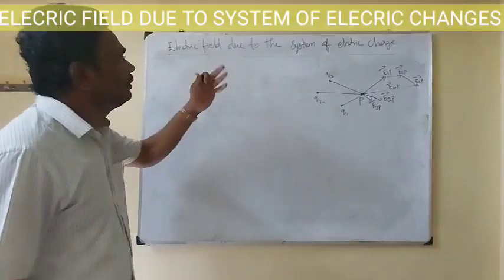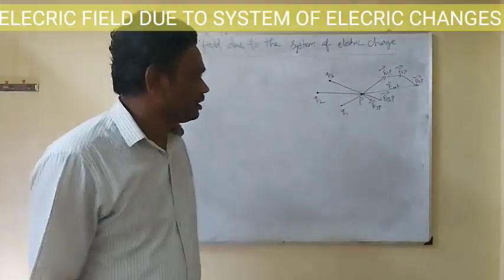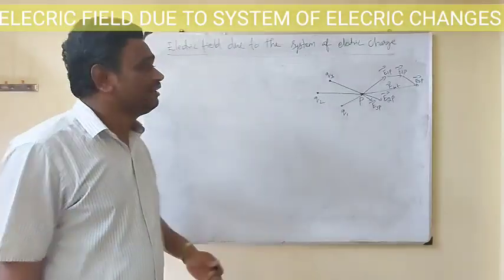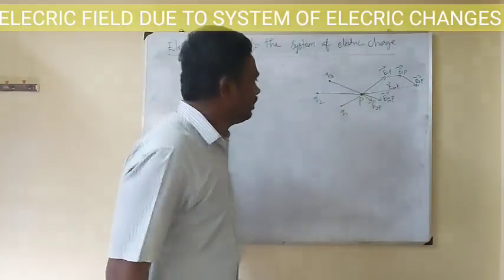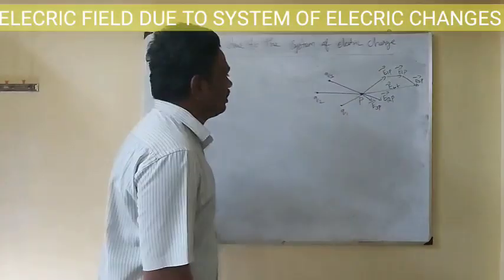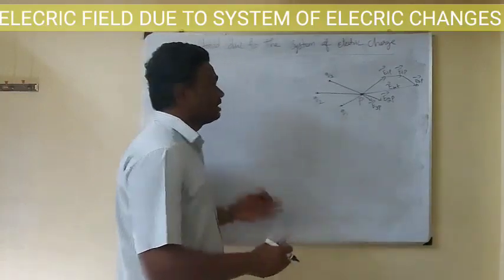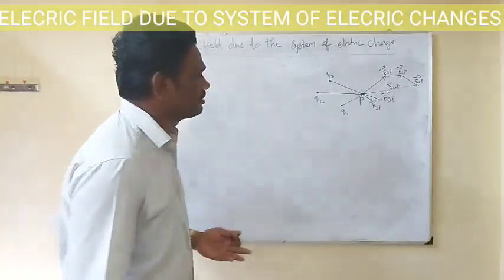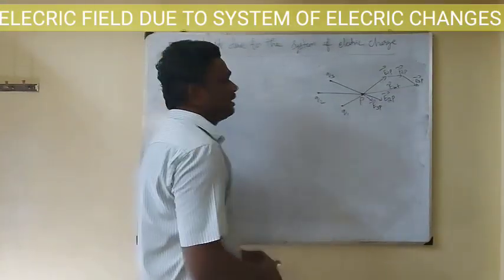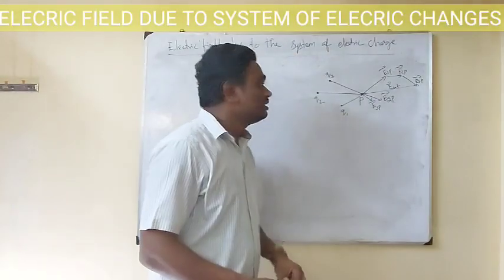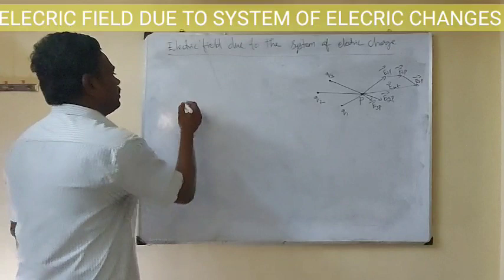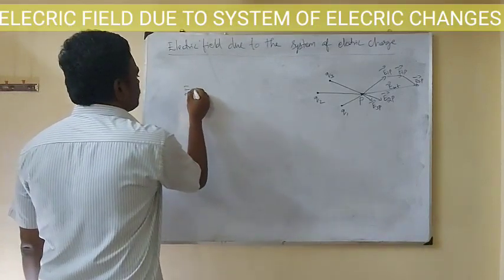Next, electric field due to a system of electric charges. A system of electric charges means the electric field at a point P due to more than one charge. If there are n number of charges in a material or an object, then what is the electric field at the point P? This we can determine by using the superposition principle. So already we know what the superposition principle is.